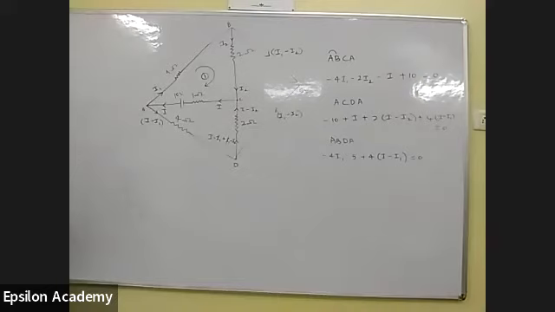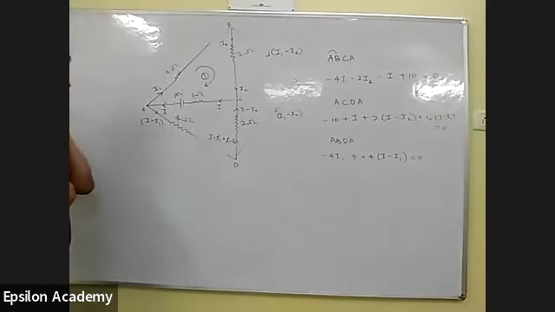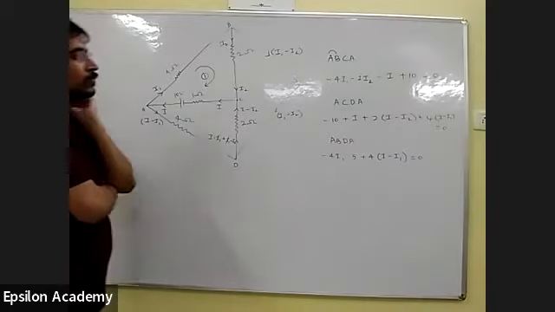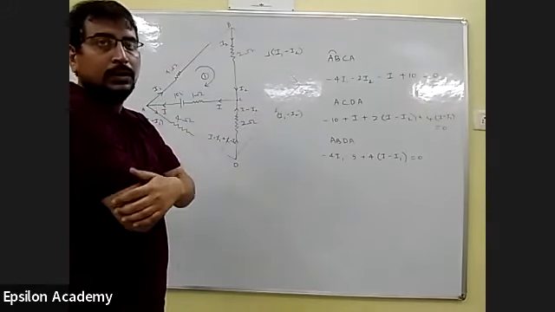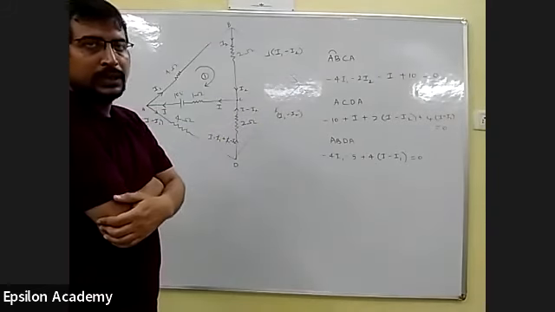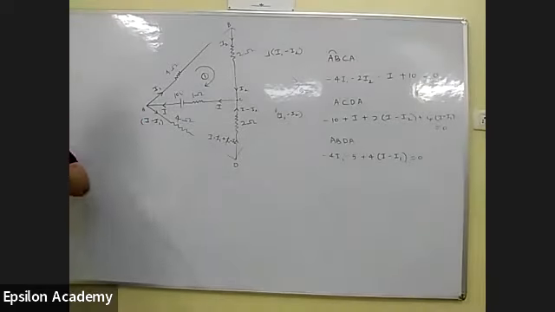For that, give some space, write it down. You won't get an answer because there is no passive element. This I1 minus I2 is not flowing across any resistor. When a resistor is not involved, what will you do with current? Correct?